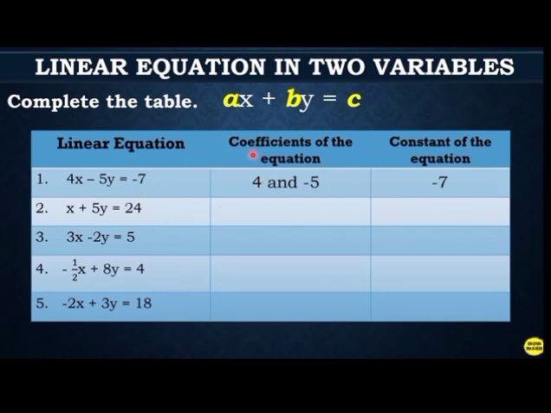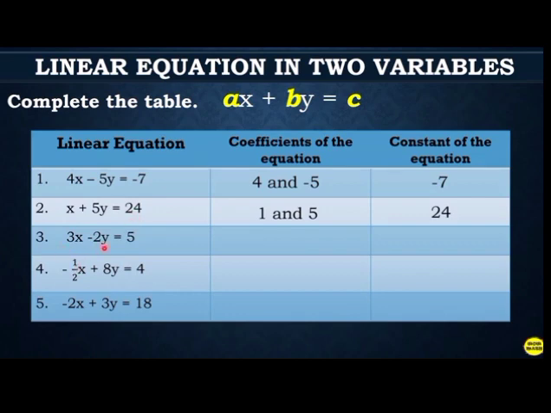So let's find the coefficients of the equation x plus 5y equals 24. Let's look for the a and b. The a here is the x and the b here is the 5y. So a and b are 1 and 5. And the constant of the equation is 24.